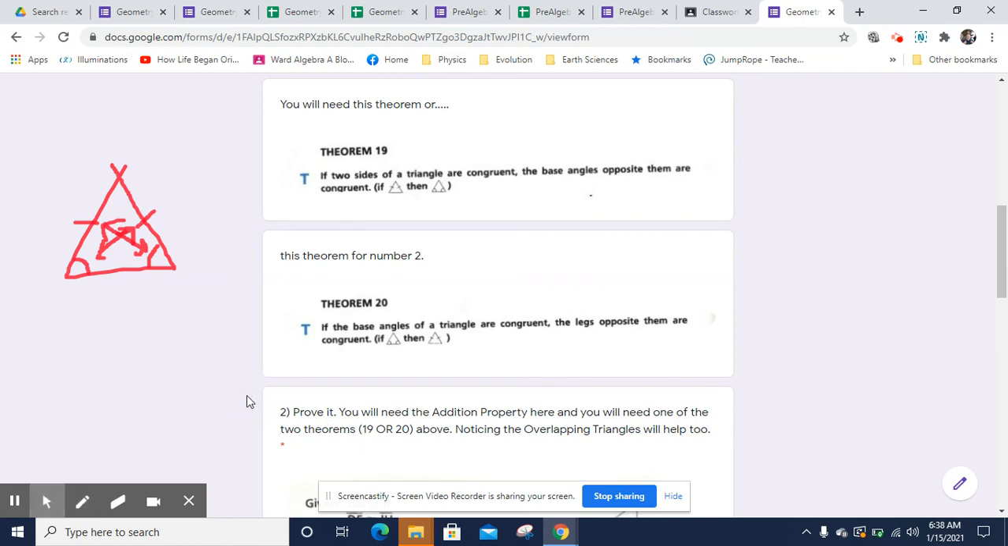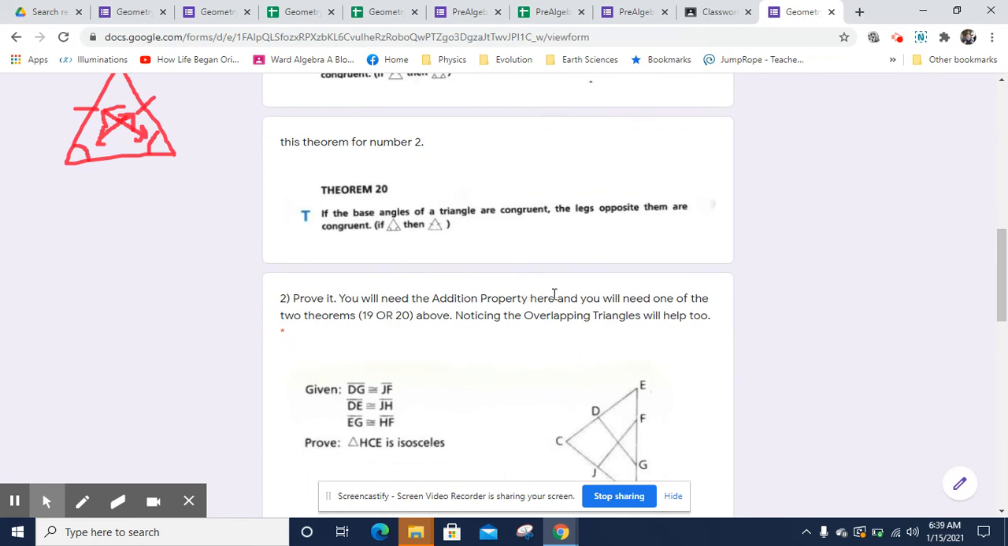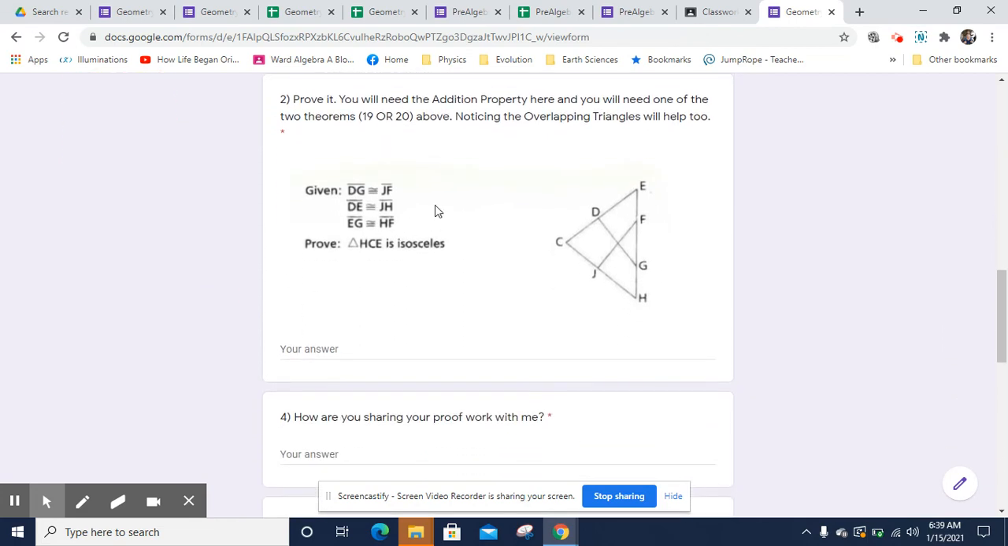So here we go. It says we need the addition property here, and you will need one of those theorems, 19 or 20, above. Notice that the overlapping triangles will help as well. We are trying to prove that HCE is isosceles. HCE is the big overall triangle. You can see there's this triangle here, this triangle here, and this little triangle here. Then there's a couple of quadrilaterals, which we're not going to worry about right now.